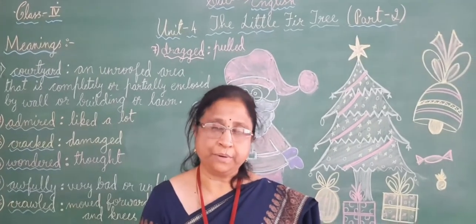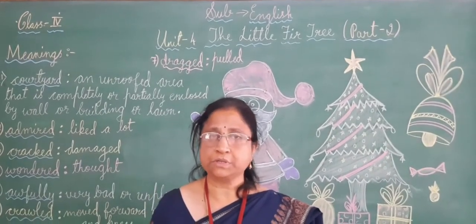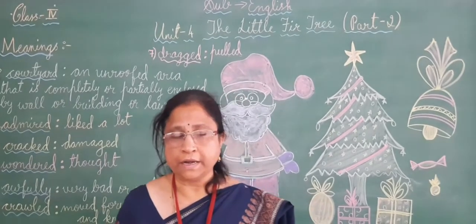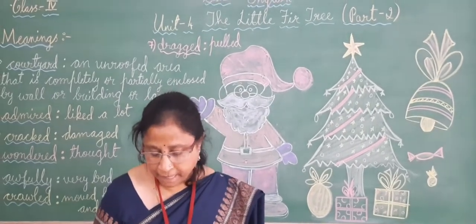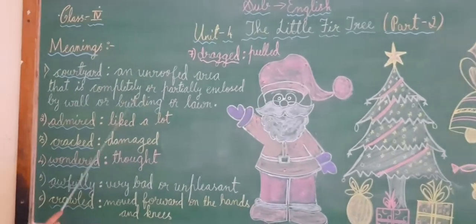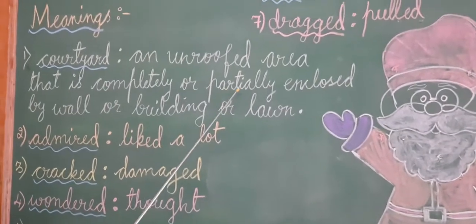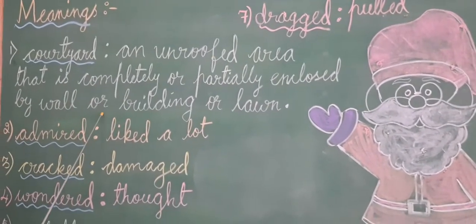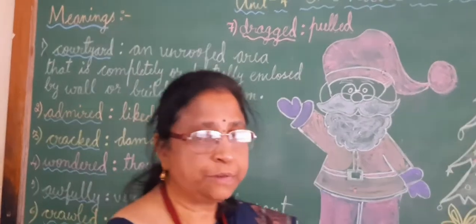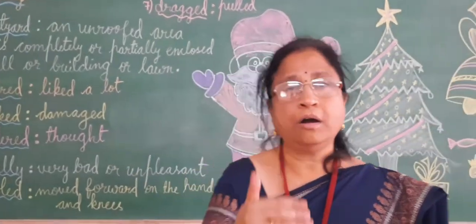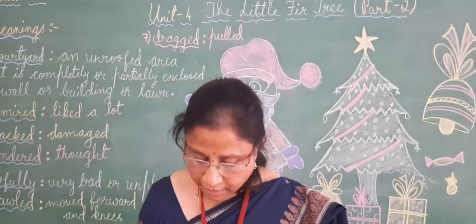After an uncomfortable ride means it was first feeling very much pain, and upon that the tree was cut and put in the wagon and carried on the cart, and it was feeling very uncomfortable, and it reached the courtyard. As I have explained to you all, a courtyard is an unroofed area that is completely or partially enclosed by wall or building or lawn. But it is an unroofed area, children.